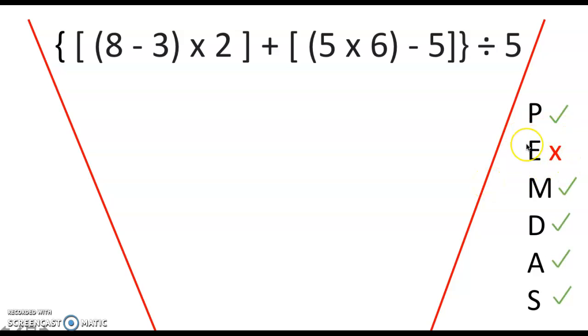Next step, we move on to the E. Are there exponents? Nope, not that I can see. Put an X. Is there multiplication? Yep, there's actually two instances of multiplication. Put a check mark. Is there division? Yep. Addition? Yep. Subtraction? Yep. Okay, so in our expression, we know that we're going to start with our parentheses. Then we're going to move down to our multiplication and our division because we remember from left to right, first come, first serve. After we're done with that, we're going to move on to our addition and subtraction.